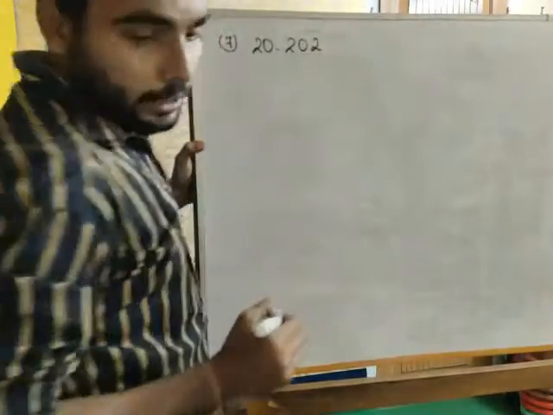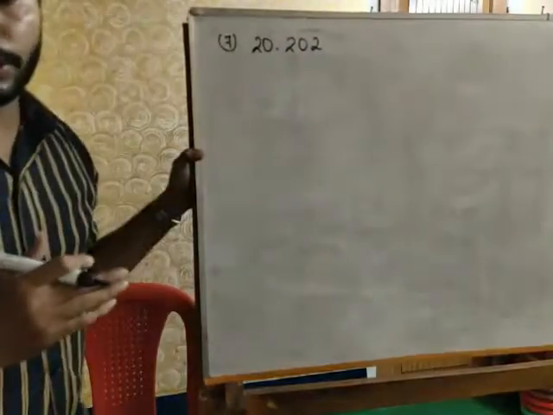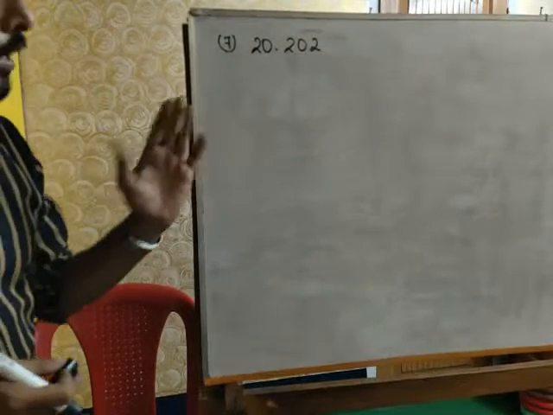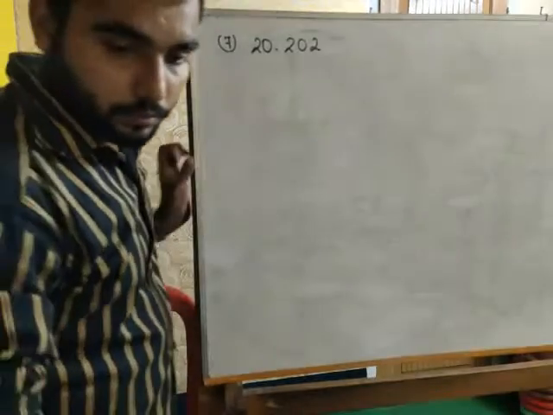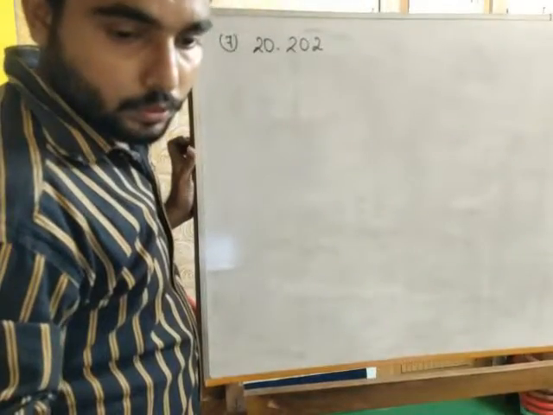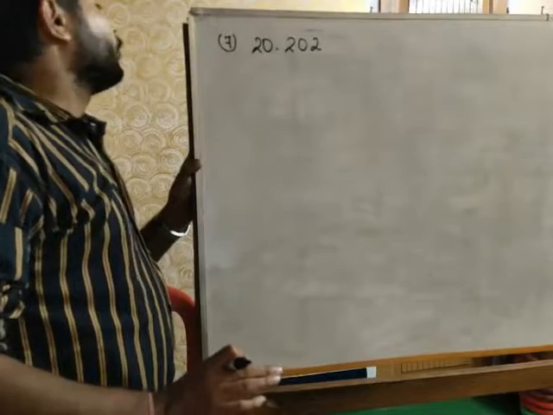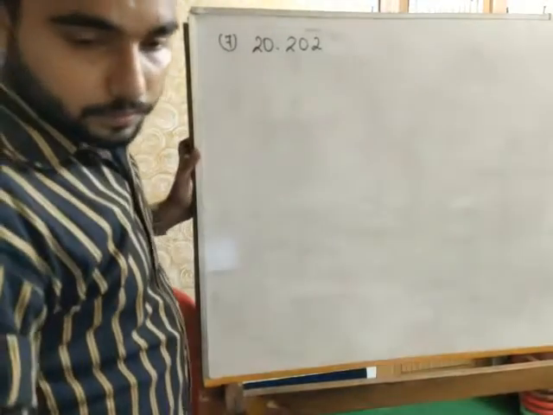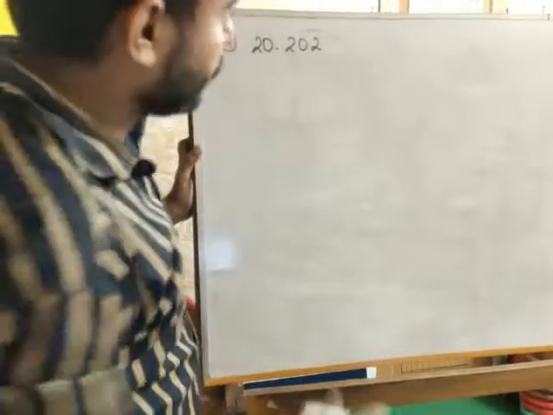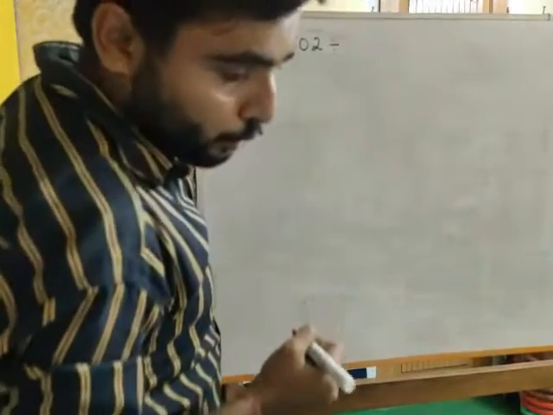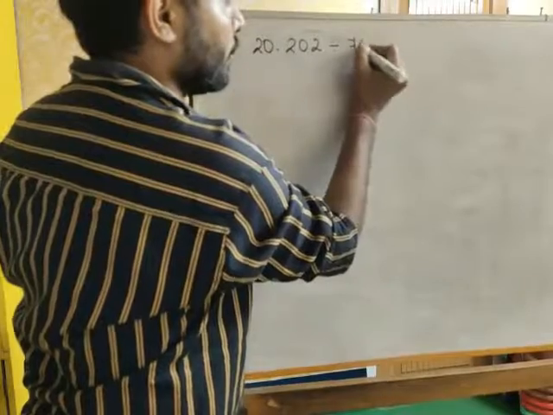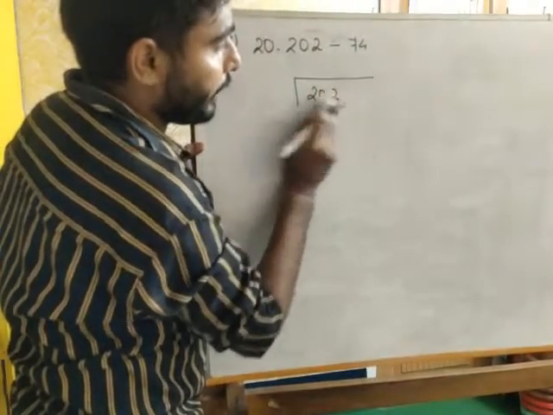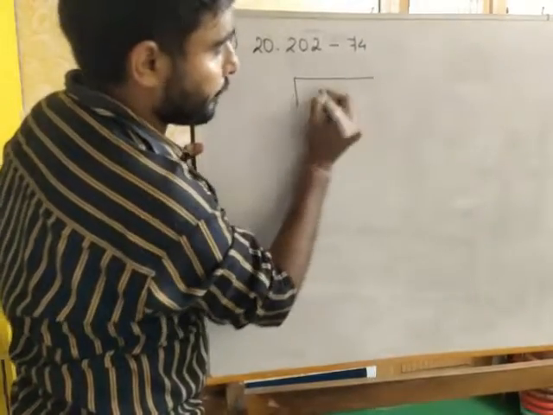20.202. It's not 20.202. You cannot read it as 202. After the decimal, every single digit is read one by one. So 20.202 divided by 74. Let us continue with division. The number to be divided is written inside the division sign.